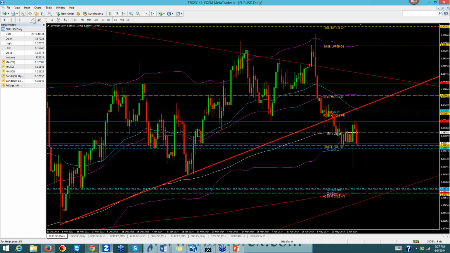Now, we do have to draw new areas of support because we do have a new swing low. And that would be our swing low. That would be our new area of support here. And we'll have to keep our eyes open and see what happens tomorrow.